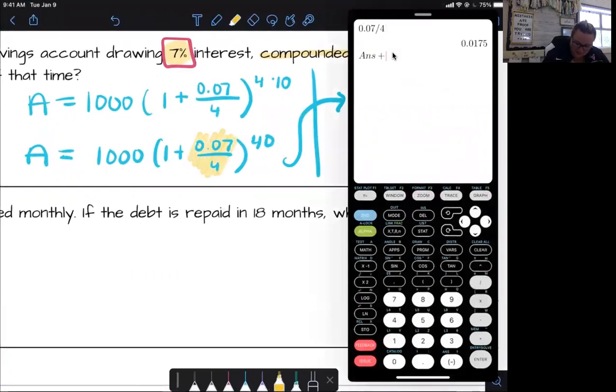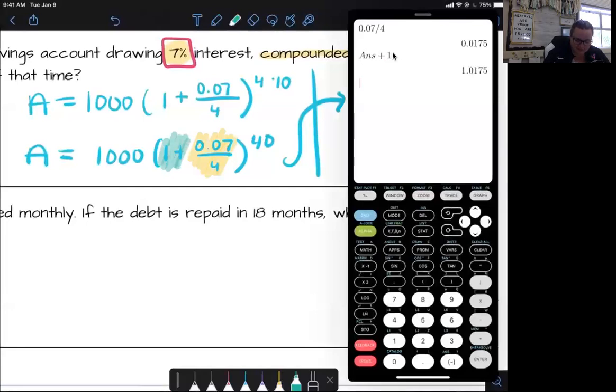Then we're going to add 1 to that. So the first thing I'm going to do is take 0.07 divided by 4 and add 1 to it. The reason I want you to do this in this order is, notice I'm not rounding that decimal. I'm going to keep that decimal as it is. So we've added 1.